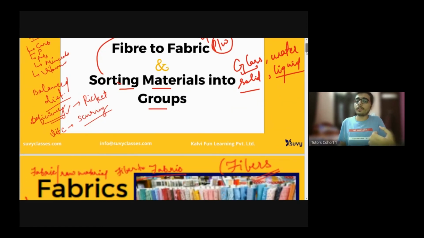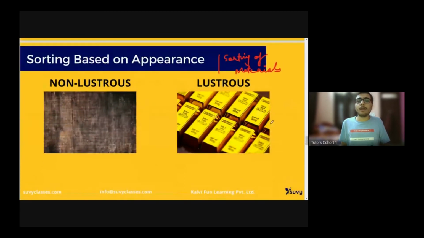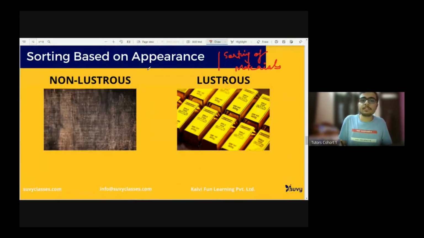Now we'll be moving to the first topic, where we shall discuss sorting of materials based on appearance. Some things might appear beautiful and some things might not. So let's make this the point of difference: beautiful, not beautiful. I shall replace this term with lustrous and non-lustrous. Lustrous is nothing but shiny substances.